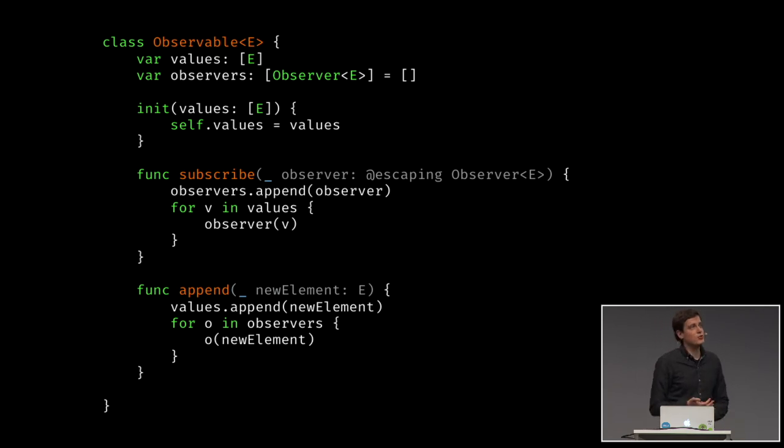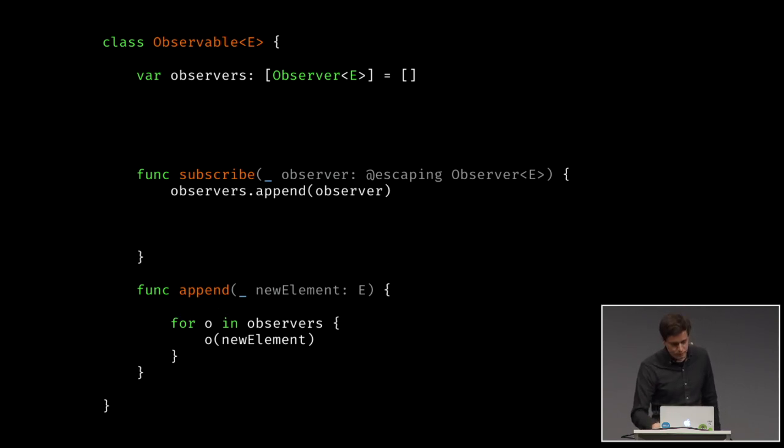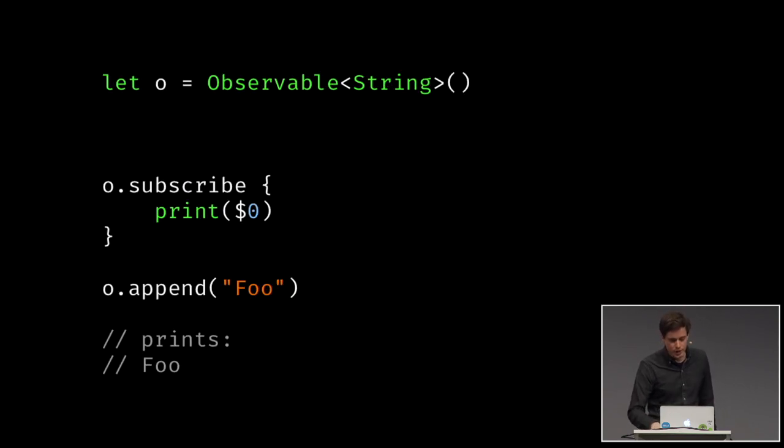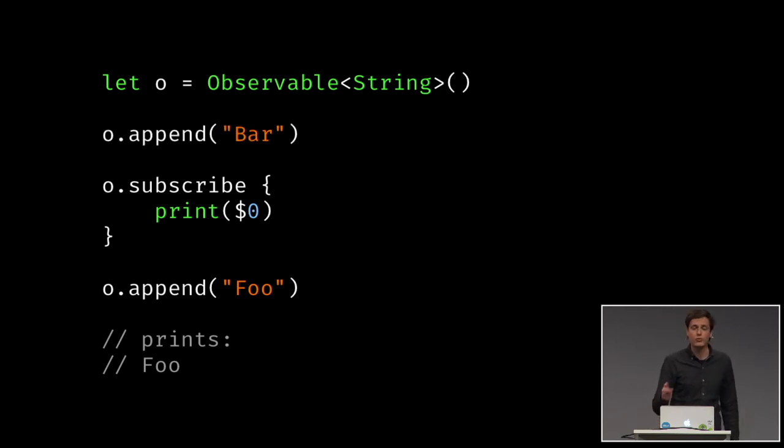But actually, this type is doing two things. It has this initial data, and then also supports data coming in later. And I think we can simplify that by getting rid of the initial part and fix it in a different way. Get rid of some code, and now we can just define an observable like this, and after subscribing, we can append values to it, and the observer will be informed. But if we try to append a value before the observer subscribes, that value is lost. Nobody will ever know about it.